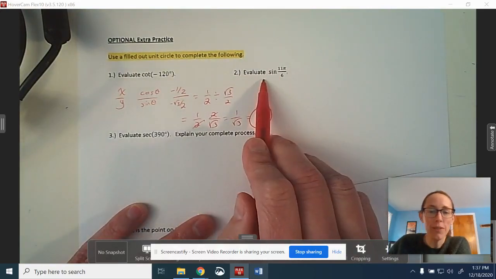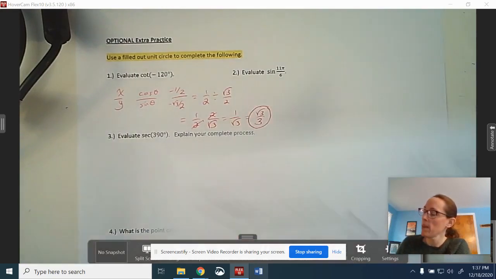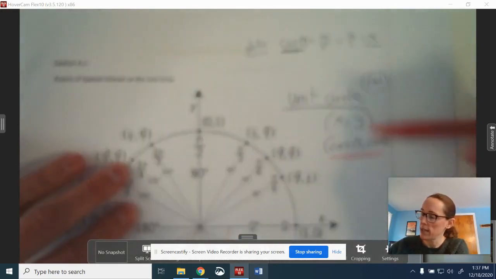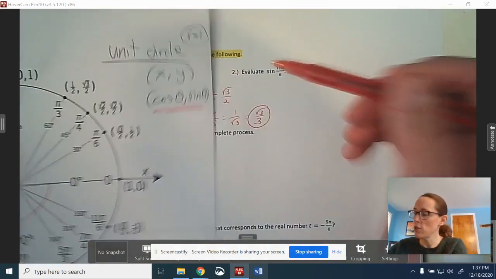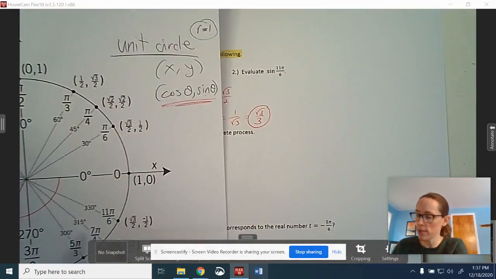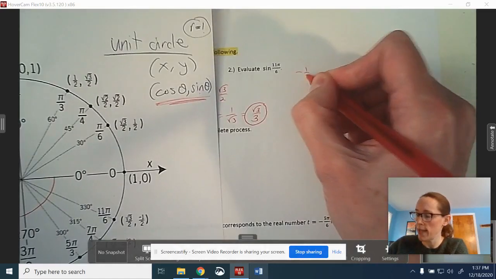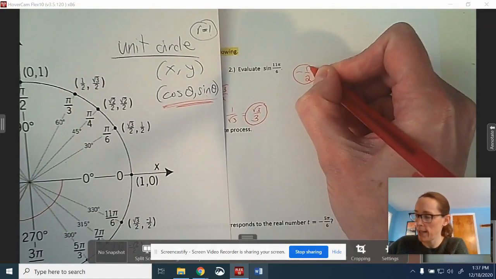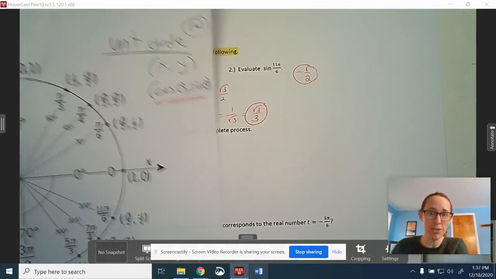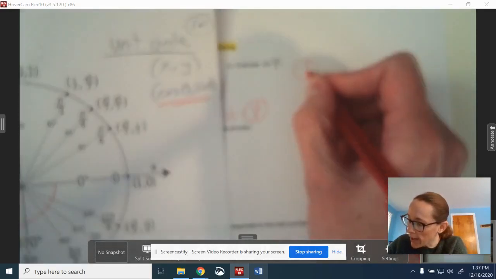For number 2, we want to evaluate the sine of 11 pi over 6. Remember that sine is the y coordinate. So all we need to do for this one is go to 11 pi over 6, which is right here, and grab the y coordinate, which is negative 1/2. We don't have to think about anything else. The sign is correct as well. So negative 1/2 is what that says.